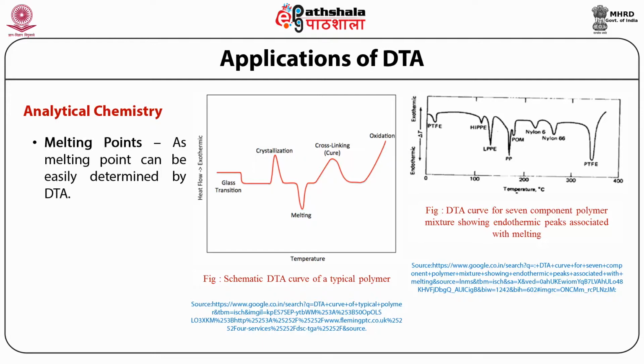Another application is in quantitative analysis. The area of the DTA peak is proportional to the total heat of reaction and hence to the weight of the sample. Therefore, quantitative analysis is possible with the help of standard curves of peak areas versus weight, as shown in figures 3 and 4. Another application is polymer analysis.